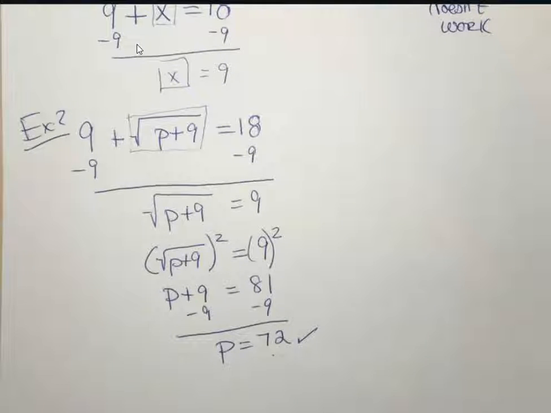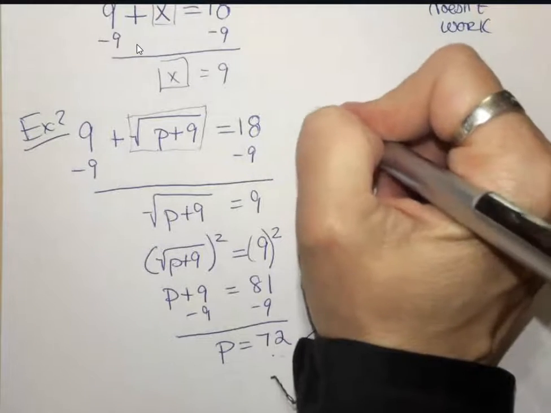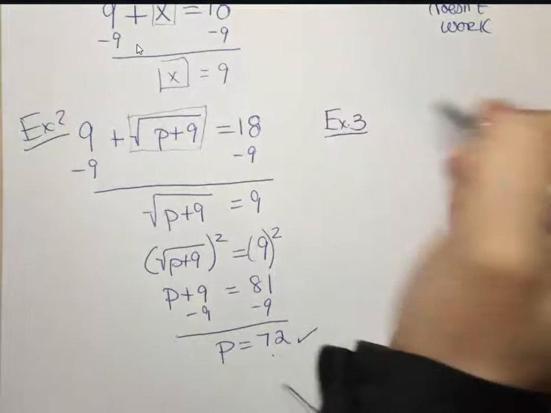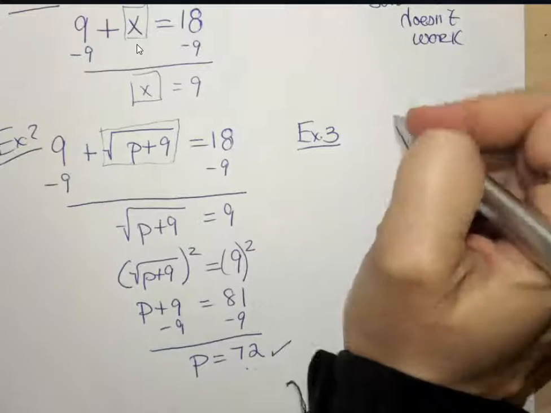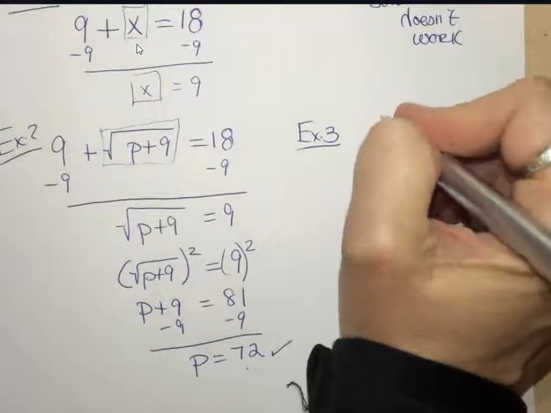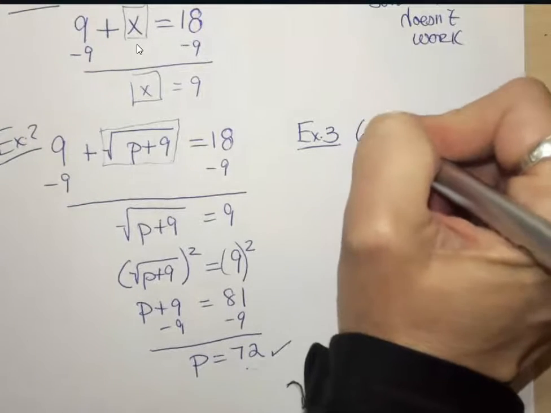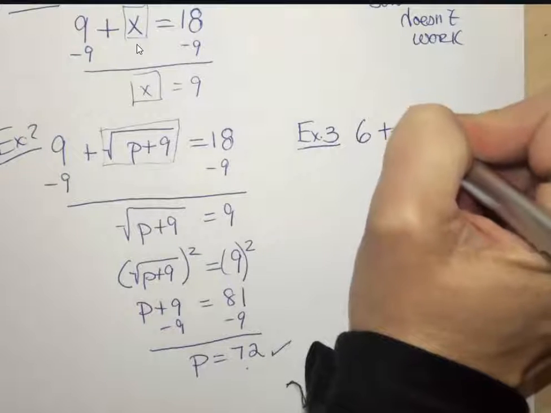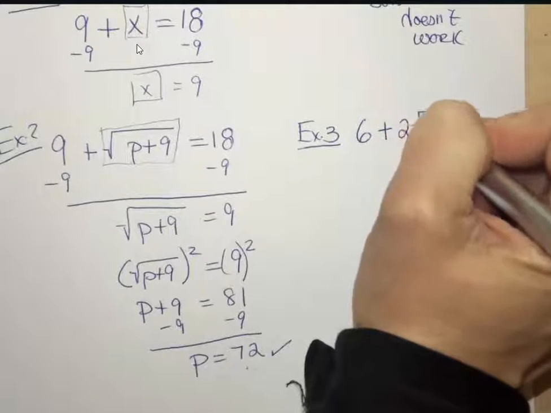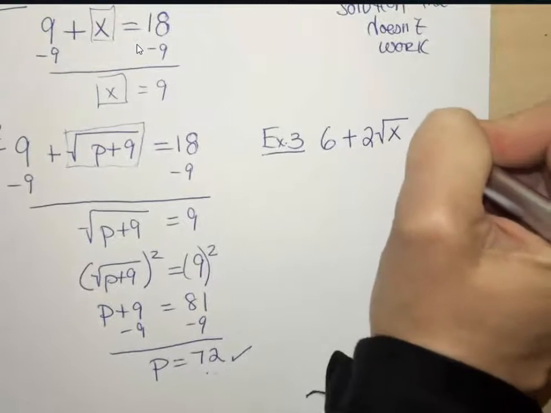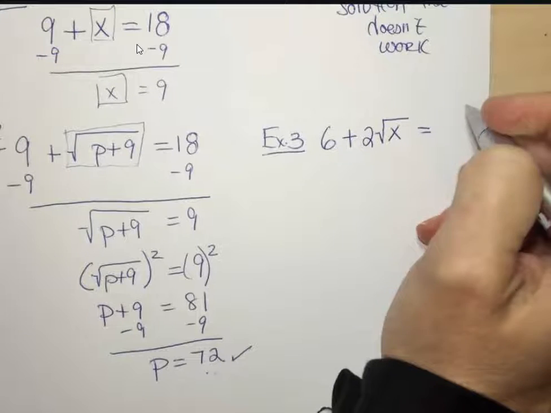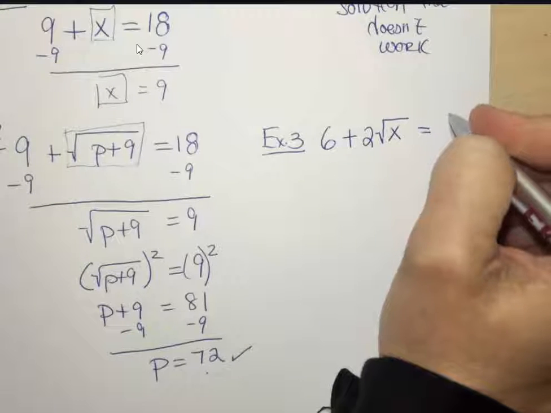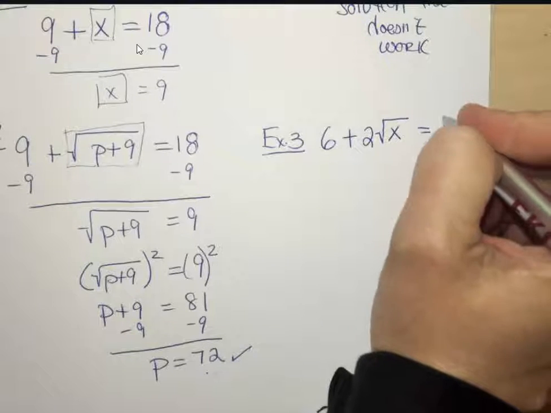Another example would be something like this. What if I have, let's do 6 plus 2 square roots of x equals, let's do 4.